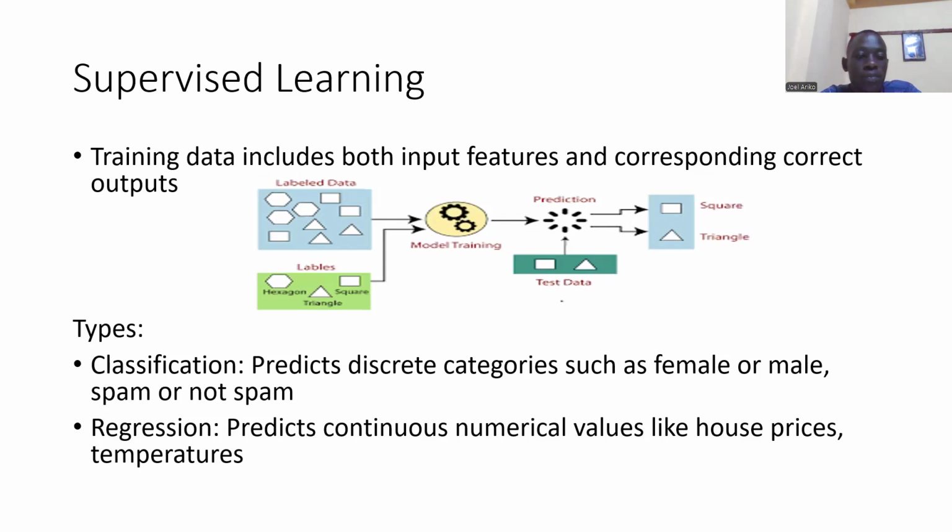There are two types of supervised learning. One is classification. Here it predicts discrete categorical values, for example, female or male, or a spam email or not a spam email. Then we have regression. Regression predicts continuous numerical values, for example, house prices and temperature, because they fall into ranges.